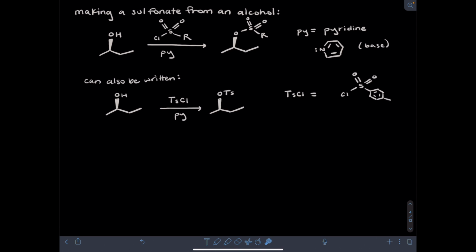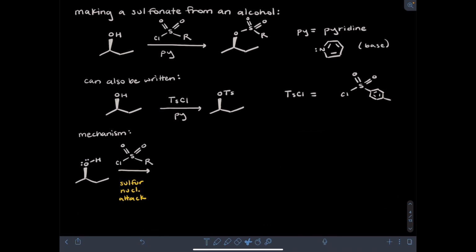Often people abbreviate the sulfonyl chloride by writing just TsCl, which is a tosyl chloride, this particular molecule. You still need to indicate the presence of pyridine, but this is a shorthand way of writing out these reagents, and people also shorthand the sulfonate as OTs commonly.